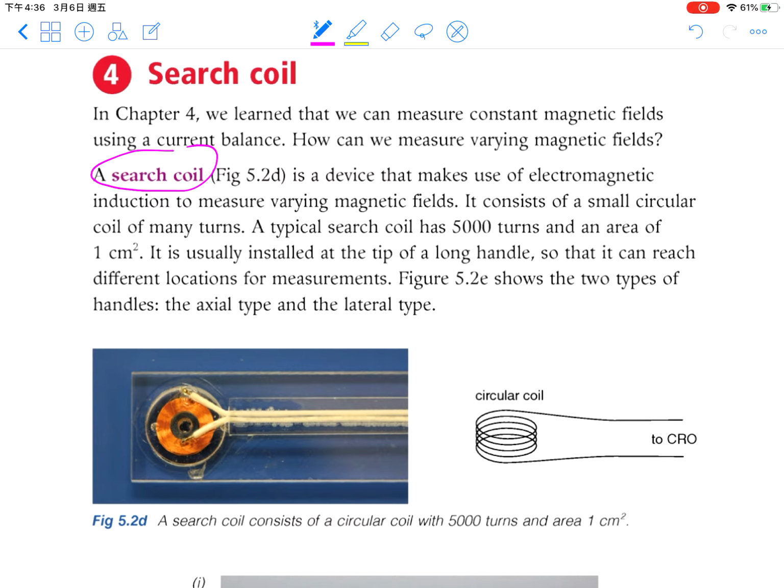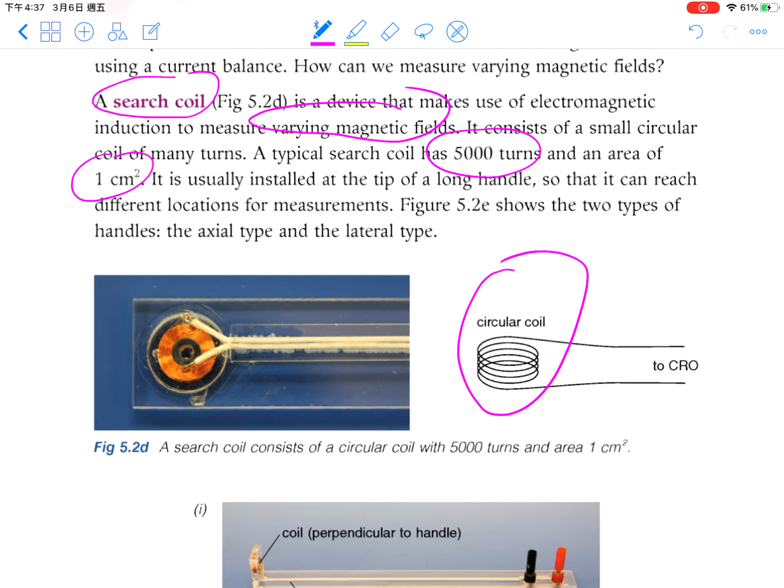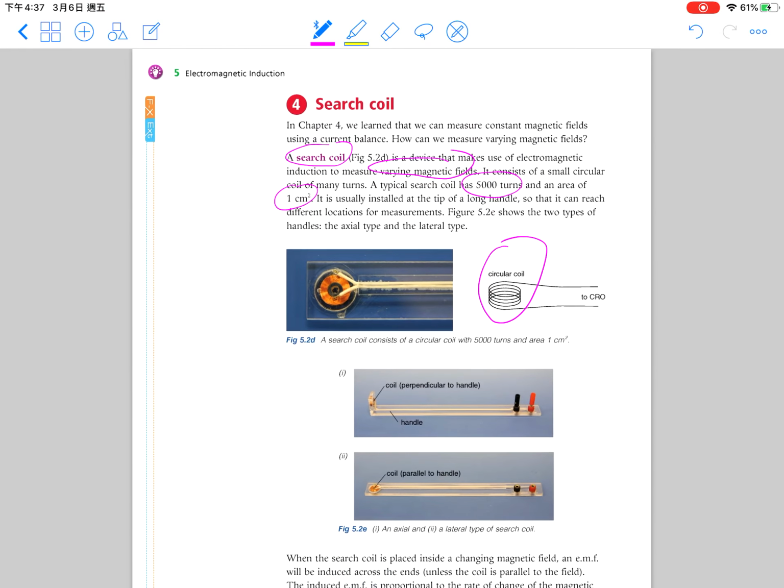Now the search coil. If there is a change in B field, we can use a search coil to determine it. A search coil consists of many circular coils, for example 5,000 turns with a small area. It can be used to determine a varying B field. What is it useful for? For example, the wires inside your wall carry AC, so they produce a changing magnetic field. Using the right-hand rule, sometimes it is out of paper and sometimes into paper. So with a search coil, I can detect the B field change, which induces an EMF and a current.